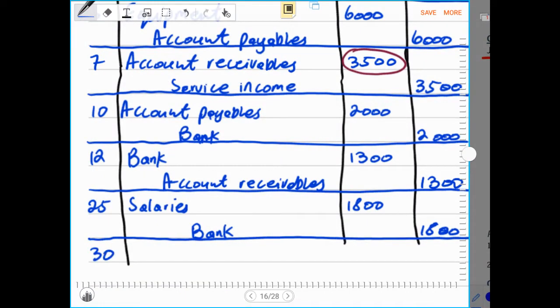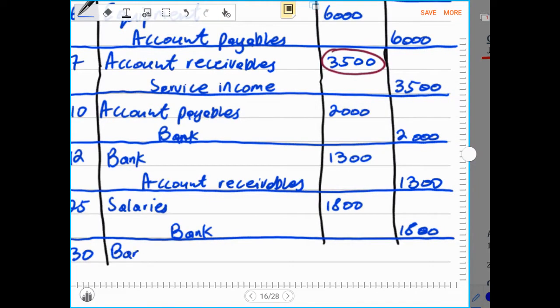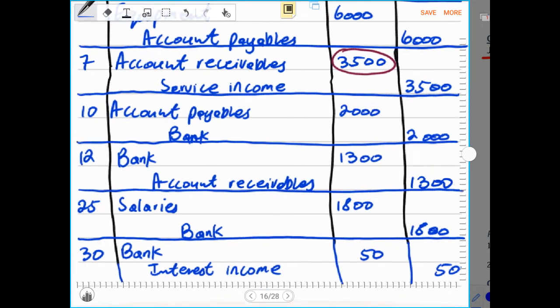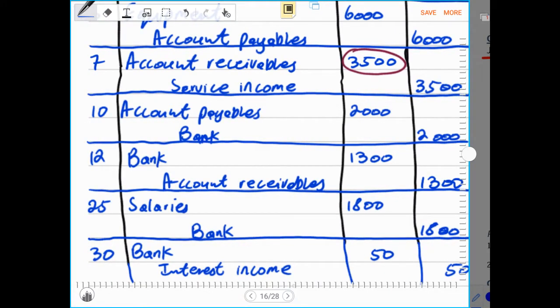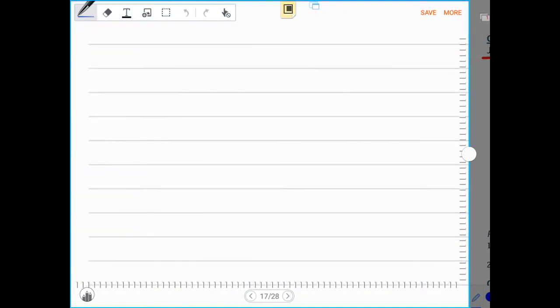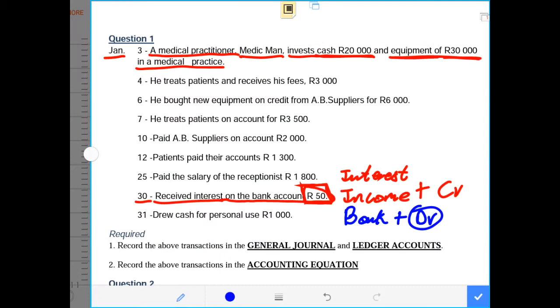So now let us record this entry of the interest that we have received. Then this is on the 30th of the month of January, and we debit our bank account because money was received in the form of interest, and that interest was 50 rand. Then after, because interest is income, therefore now we credit our interest income, and incomes increase on the credit side. So now again our debit side is equal to our credit side. And this is the entry that is before the last journal entry before we do the ledger accounts.